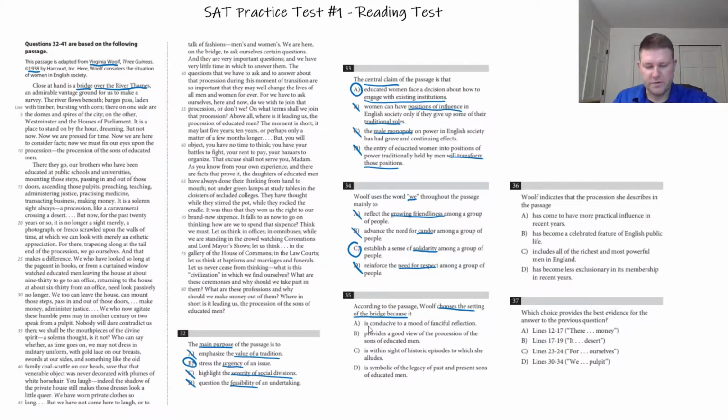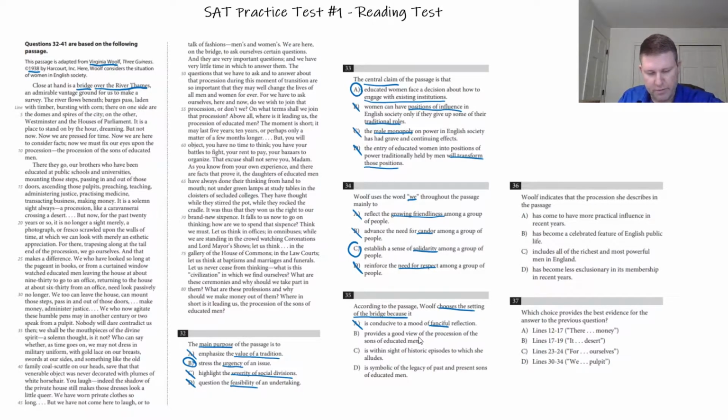So why did Wolf choose the setting of the bridge? It's conducive to a mood of fanciful reflection. Fanciful is like lighthearted. There's nothing really lighthearted about this. They're really thinking about how they're going to use their newfound right to work, okay? Fanciful does not work, so A is out.